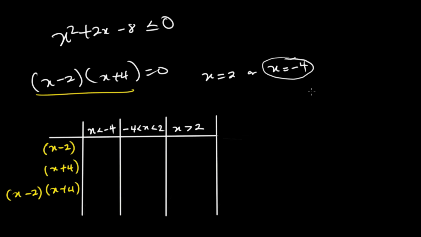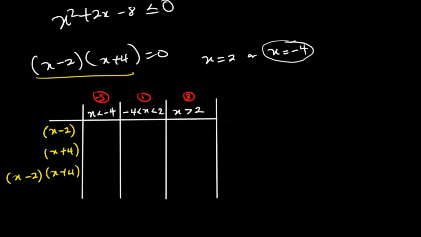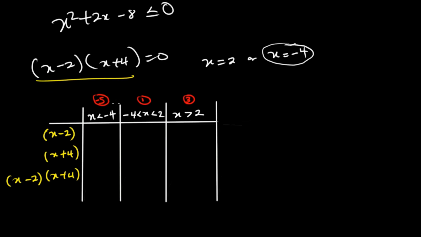So after that, you're going to pick a value that satisfies each of these ranges. So for example, for the first range, which is x less than negative 4, you can pick negative 5, because negative 5 is less than negative 4. And also pick any value that satisfies the middle range, so you can pick 1. So make sure you're picking the smallest thing that you can easily work with at any point in time. And for x greater than 2, we can pick 3, which is the immediate number after 2.